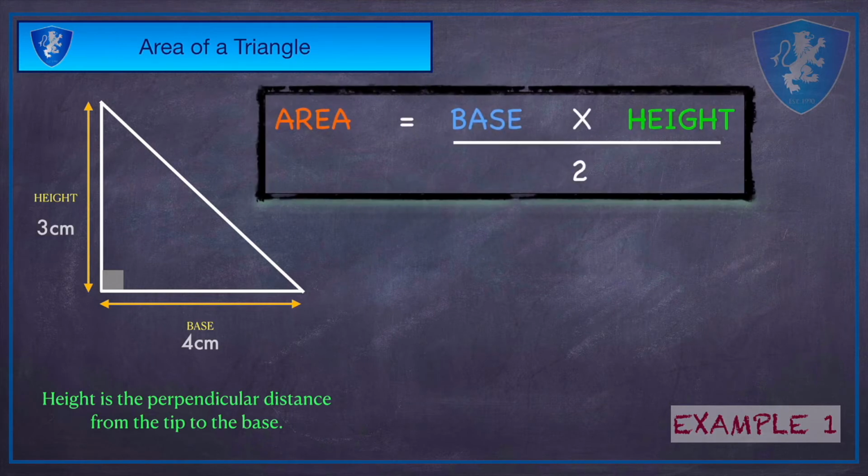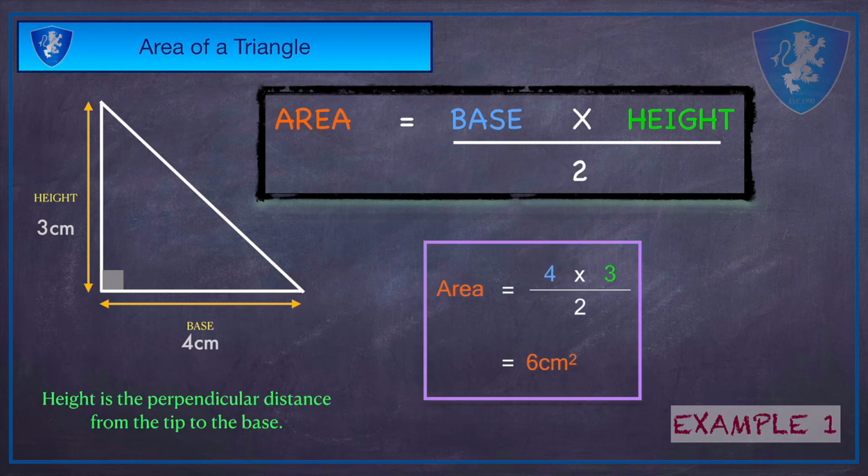Let's put some values there, and you have 3 centimeters for the height, and you have 4 centimeters for the base. And emphasis again that the height is the perpendicular distance from the tip to the base. So straightforward again, area rule, base times height, and this line tells you divide by 2. So you have a 4 there and a 3 there. If you put the values in the formula, area is 4 times 3 and you divide by 2. So 4 times 3 is 12, divide by 2 gives you 6 square centimeters. And that's your first example.